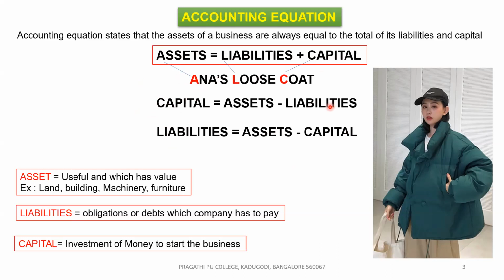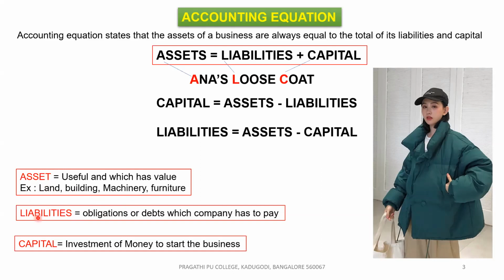You're able to hear? Yes, sir. So what is an asset? We know it is something useful and valuable. You have seen so many examples of assets: land, fixed assets, current assets. What is this? This is a fixed asset. Land, building, machinery, furniture: these are fixed assets.